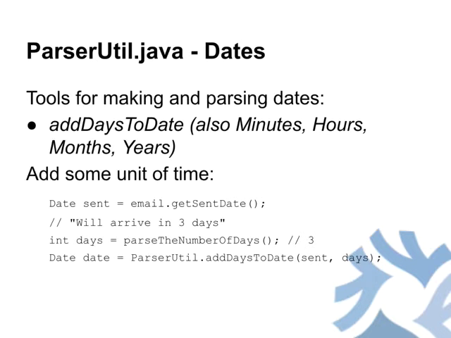The other tool that we have is AddDays.toDate, which is also available as AddMinutes.toDate, AddHoursToDate, AddMonths.toDate, and AddYears.toDate. For example, you might find in your HTML the text "will arrive in 3 days," and you want to find a date that you would call the delivery date. If you get the sent date of the email and add 3 days to it, then you have the date that the package is expected to arrive. Simply call add days to date, passing in the date of the email and the days parsed out of the email, and you'll have a date that's 3 days in the future.